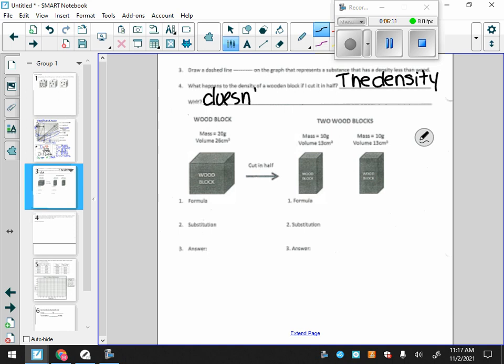It's a pure substance. It's a physical change. You're not changing the molecule arrangement. You're just cutting it in half. Because density is a ratio of mass per volume. And when it's a ratio, you cut it in half, you're going to decrease the volume, but you're also going to decrease the mass at the same rate.